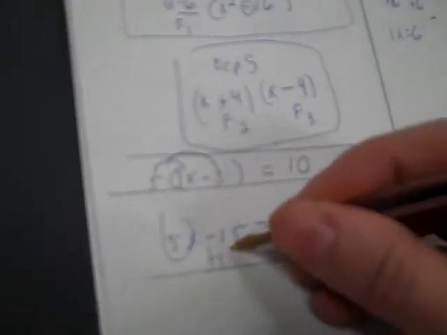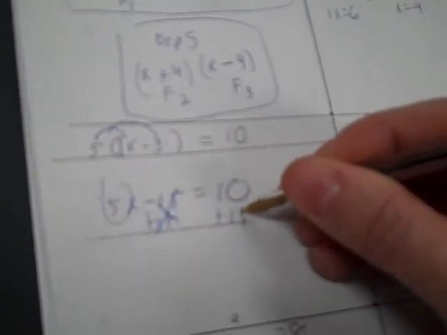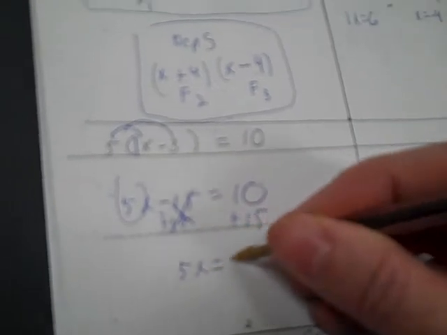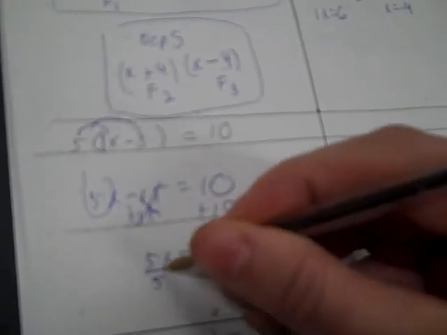So 5x minus 15 equals 10. And then I get the x by itself. I need to add 15. So 5x equals 25. And then I divide by 5, and that is 5.